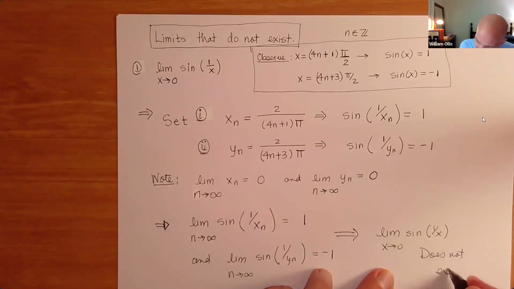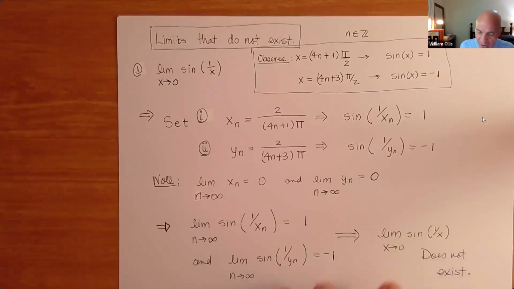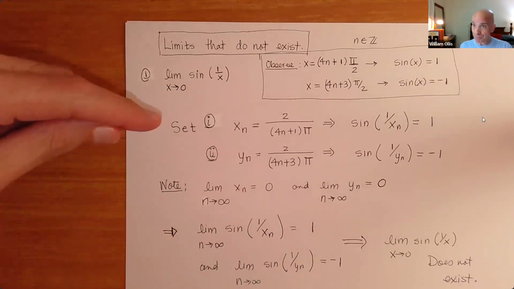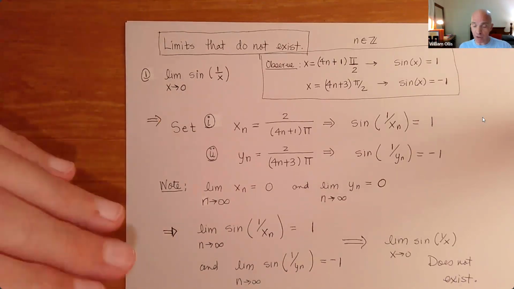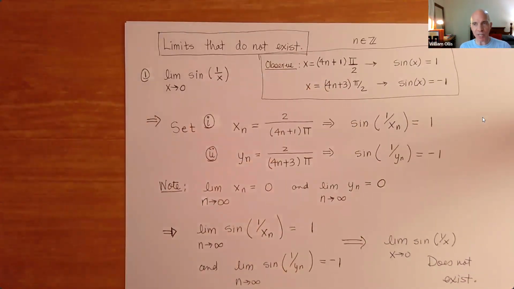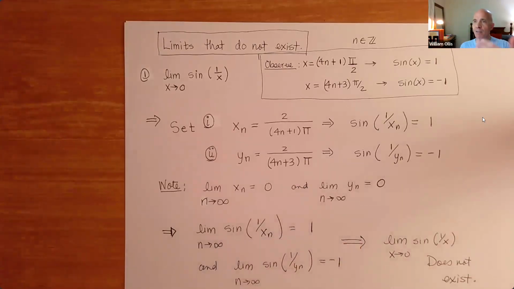Now, this is a more advanced idea, but the idea here is we're looking at sequences, and you've only had limited work with sequences from pre-cal. But the idea is that if you can take a sequence that approaches 0 and show that the values of the function are always 1, and then take another sequence that is also approaching 0, and these are both from the right, where the values are always -1, then it's like the function can't make up its mind. So again, the limit is unique.